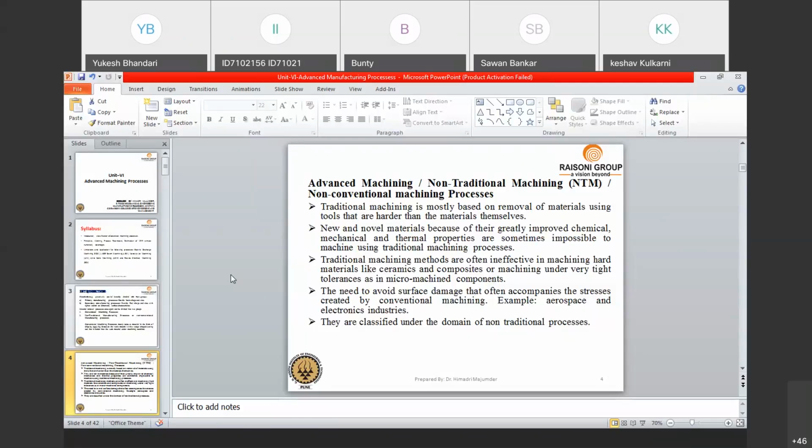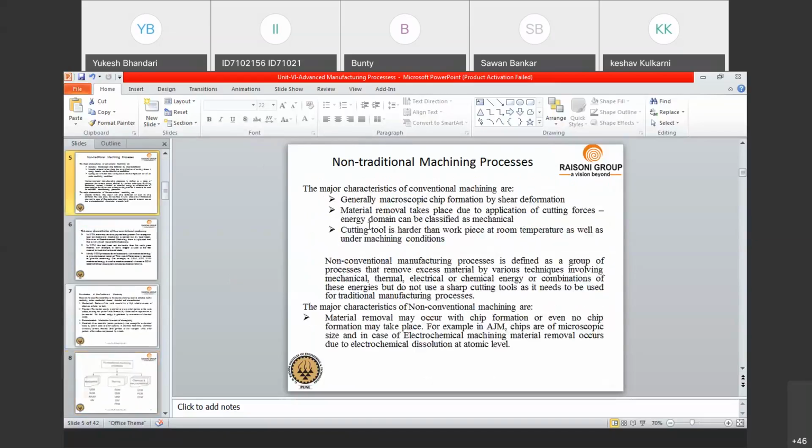So to avoid surface damage and the different stresses which can occur using conventional machining processes, we can use advanced machining processes, or non-conventional, or non-traditional machining processes. These are the reasons that we need to jump from conventional machining processes to non-conventional machining processes. Now we will see what the major characteristics of non-conventional machining are.